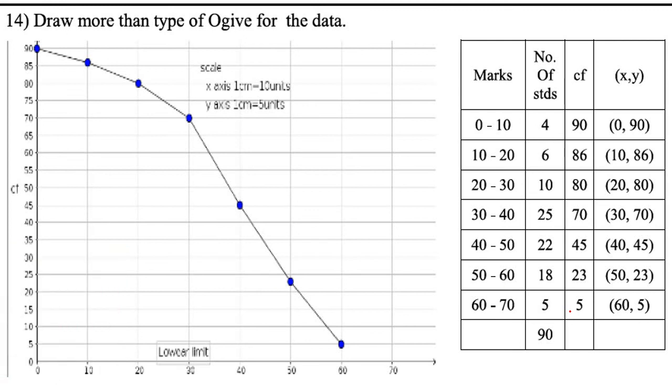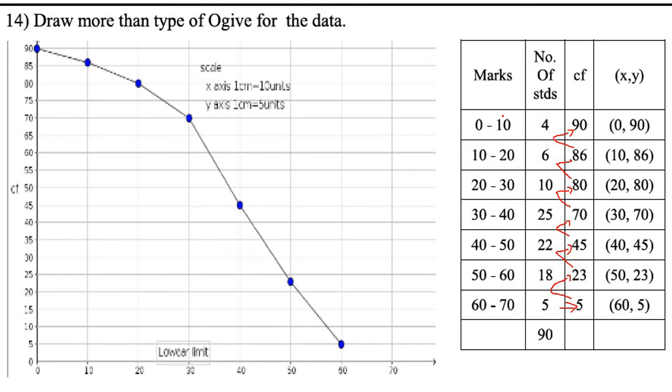Here 5. Write 5 as it is, the cumulative frequency. Then 5 plus 18, which gives rise to 23. Then 23 plus 22 is 45. Then 45 plus 25, 70. Then 70 plus 10, which gives rise to 80. Then 80 plus 6 is 86. Then 86 plus 4, which is 90. So this is cumulative frequency.